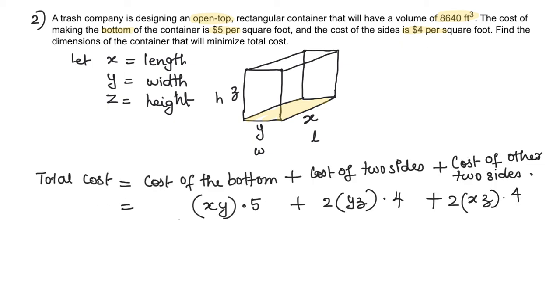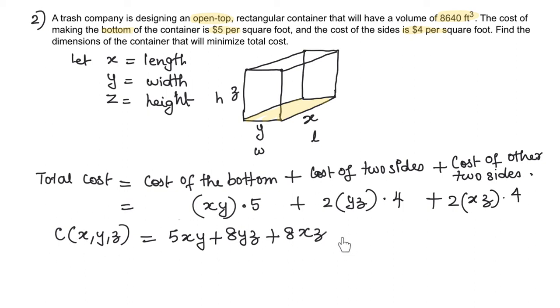So total cost function is cost of the bottom, so xy times the cost per square feet. And cost of the two sides, these two sides, area of this side is yz, multiply by 2 because we have two sides and multiply by the cost per square feet. And the other two sides, area of this side is xz, we have two sides, so multiply by 2, then multiply by 4 to find the cost of these two sides. So this is the total cost. In order to find the total cost, we are adding all these together. So the cost function in terms of xyz is 5xy plus 8yz plus 8xz. I just wrote the constant first and I multiplied this, I got 8. Then I came up with the cost function.